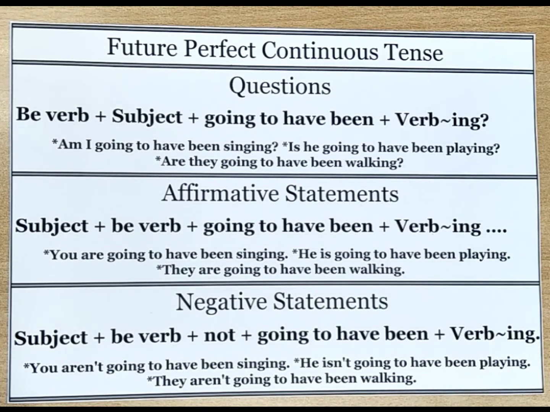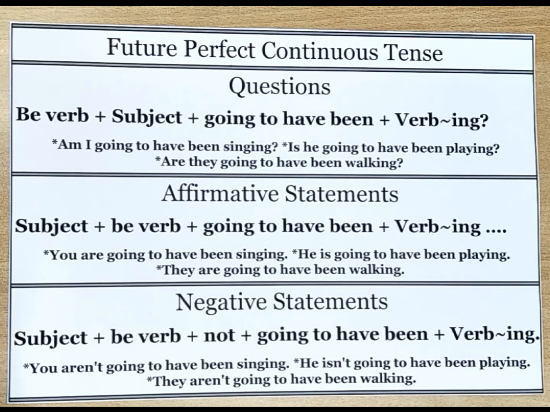How about affirmative statements? How do we make affirmative statements? Subject plus be verb plus going to have been plus verb ing. For example, you are going to have been singing. He is going to have been playing. They are going to have been walking.